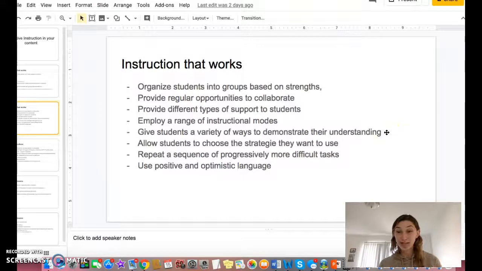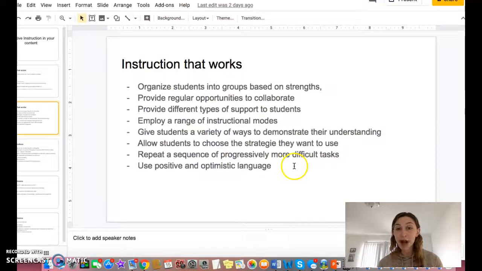Allow students to be the teacher. Give them ways where they can show you that they understand the material instead of maybe just a test. And allow students to choose the strategies they want to use. This comes into play with teaching students multiple different ways of understanding a problem so they can choose the method that reaches them. And repeat a sequence of progressively more difficult tasks. When teaching a lesson, start off with the core of the lesson and progressively get harder as opposed to just throwing all the difficulty into the lesson the first day.